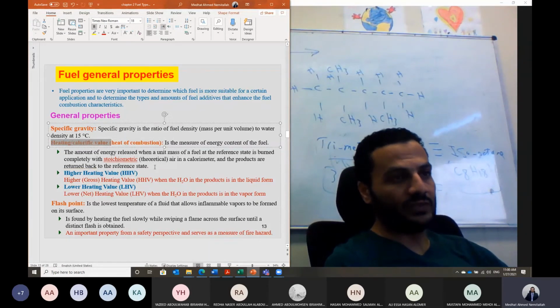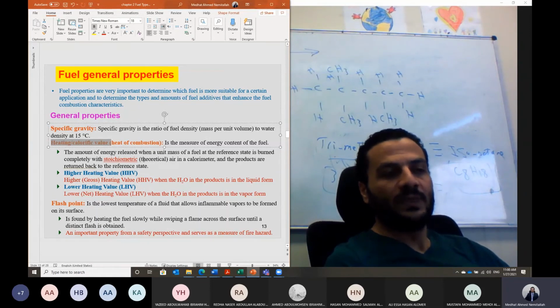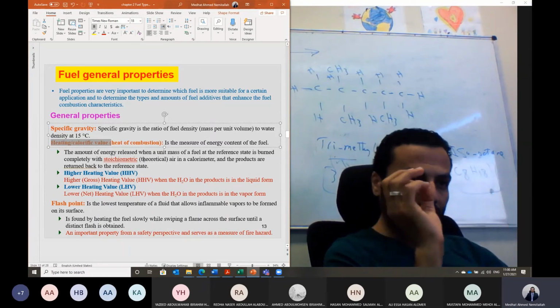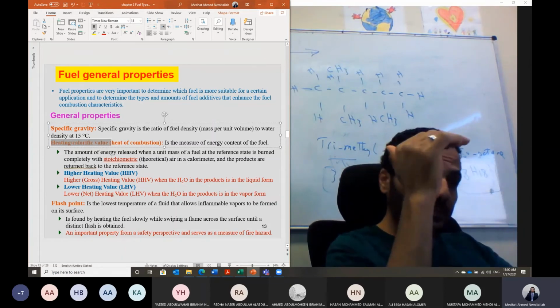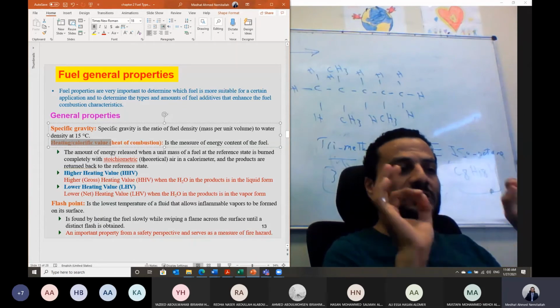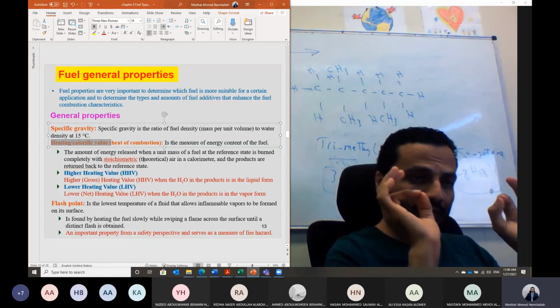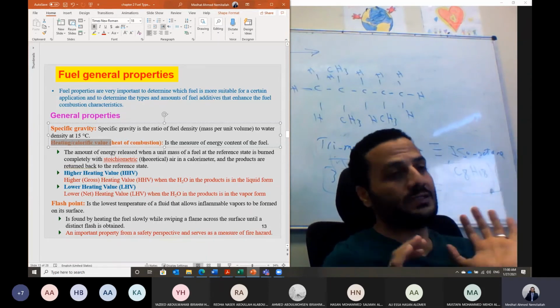The heating value of the fuel is the heat content per 1 kilogram of fuel due to burning 1 kilogram of the fuel in theoretical, or stoichiometric, air. Stoichiometric air, or theoretical air, is just the amount of air that can burn this fuel. We don't have excess air, and we don't have less air. We call it a stoichiometric combustion.